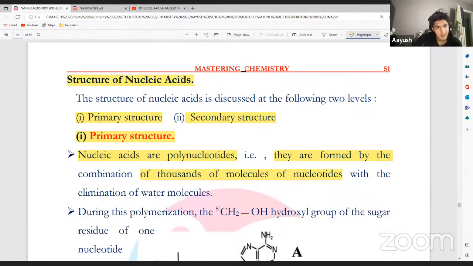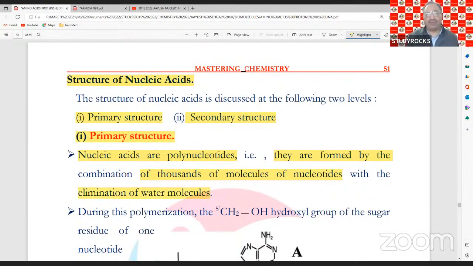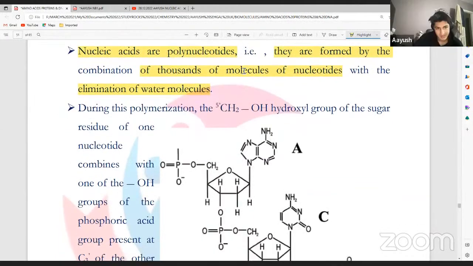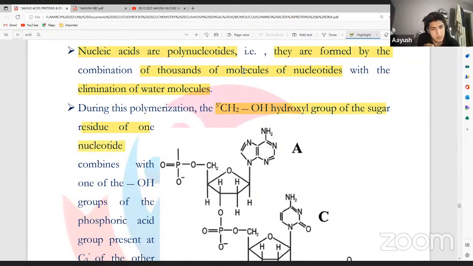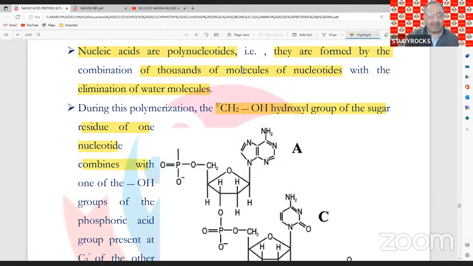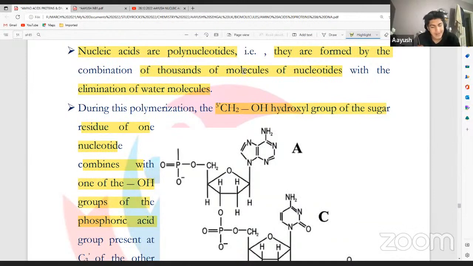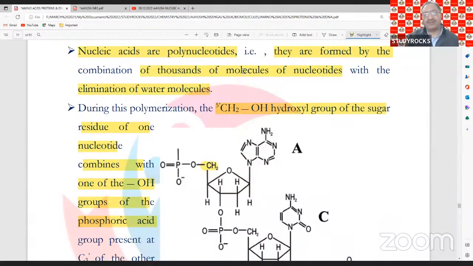How would those molecules combine? With elimination of water molecules. A student of chemistry understands this very well: the condensation reaction always occurs with elimination of a water molecule. Now during polymerization, focus: the 5-CH2OH hydroxyl group of the sugar residue of one nucleotide combines with one of the OH groups of the phosphoric acid. I have already explained this. This is CH2OH combining with the OH part of the phosphoric acid.